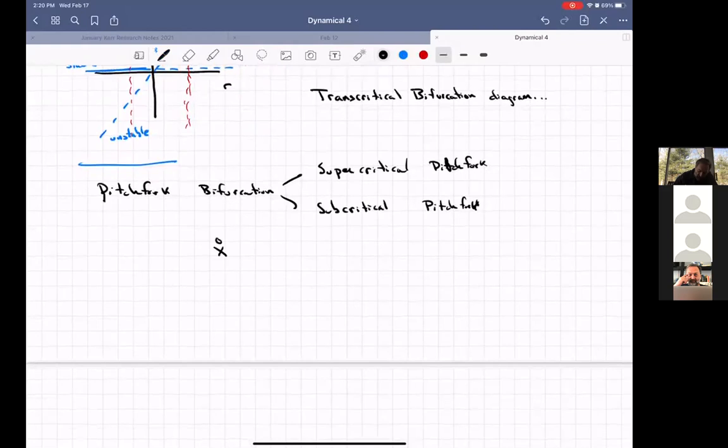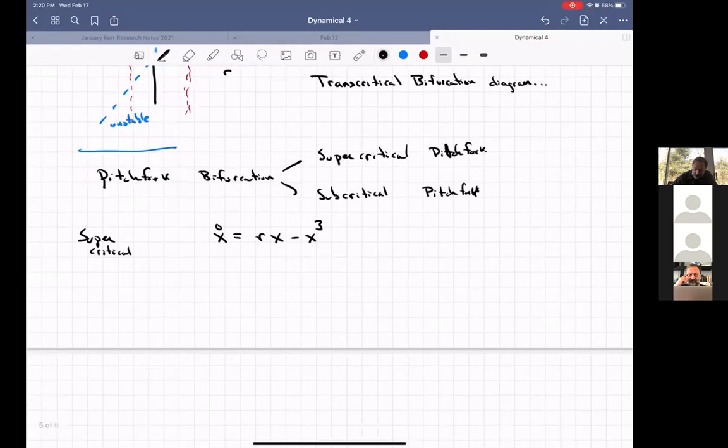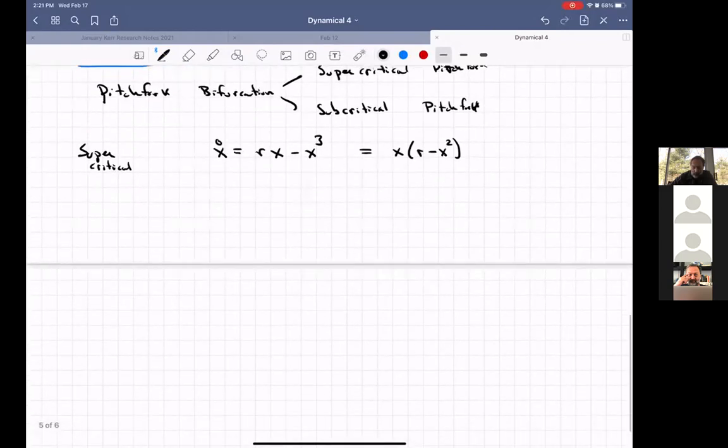So now I have x dot, so this is the supercritical one, is rx minus x cubed. Okay, now, I can factor out an x again and write it that way. Yep, everybody okay with that? Good. Okay, so now f of x is x times r minus x squared.